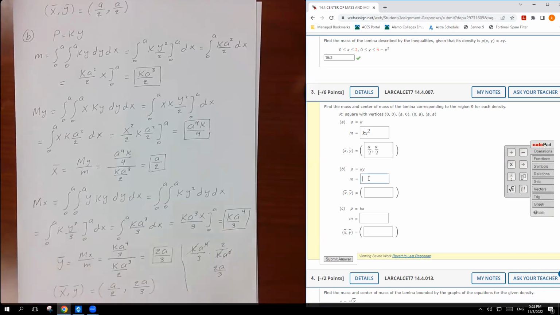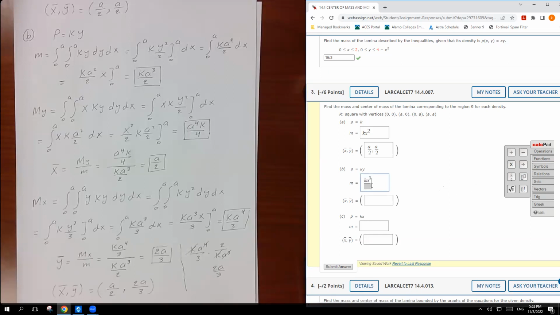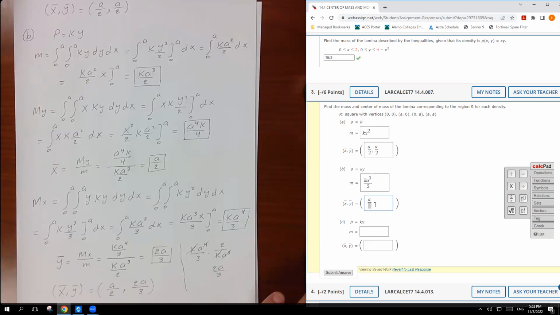So we're going to plug in here: k a cubed over 2. This is our m. And x-bar is going to be a over 2, so the fraction a over 2, and our y-bar is going to be 2a over 3.